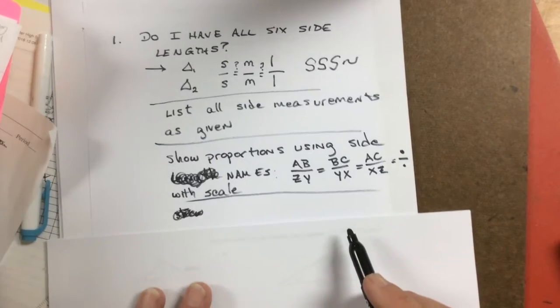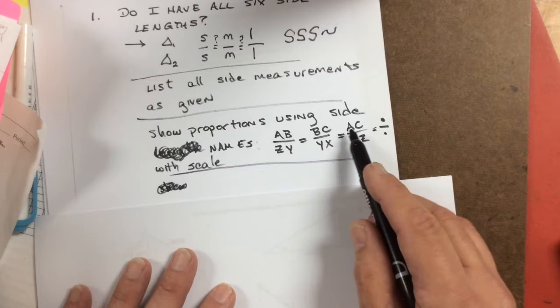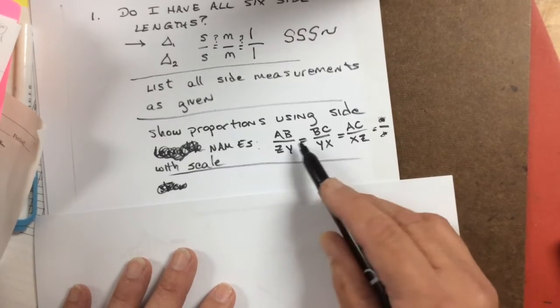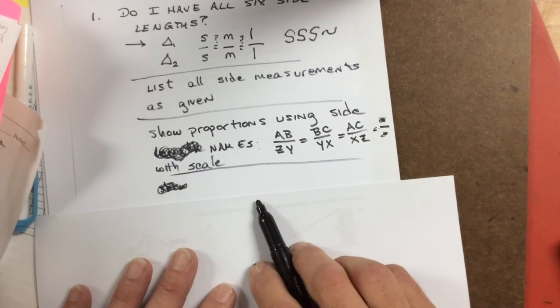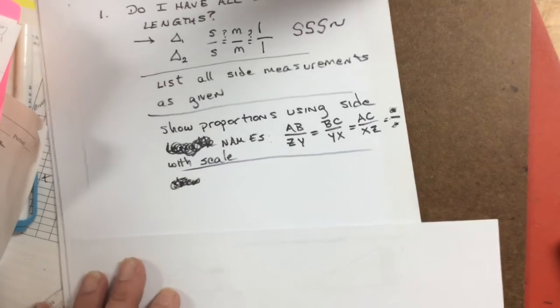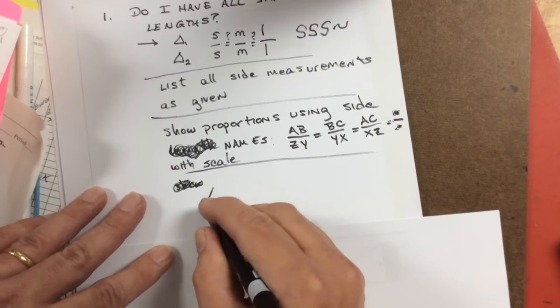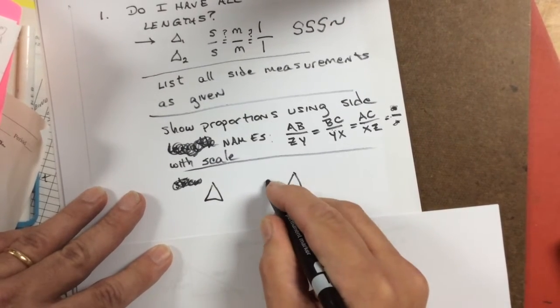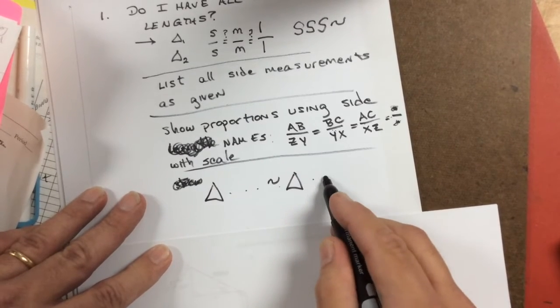And then you include the scale. If they all reduce to the same fraction, you write what that fraction is over here. So this is equal to this is equal to this is equal to this. Okay? Now, you have to create a similarity statement, which means triangle something, something, something is similar to triangle something, something, something.